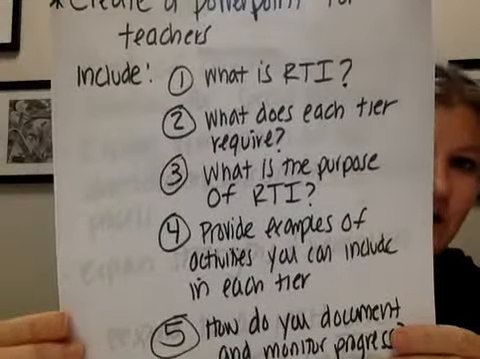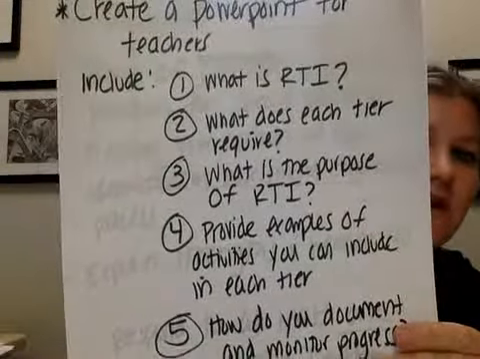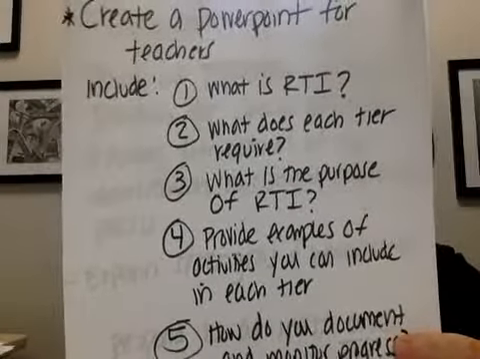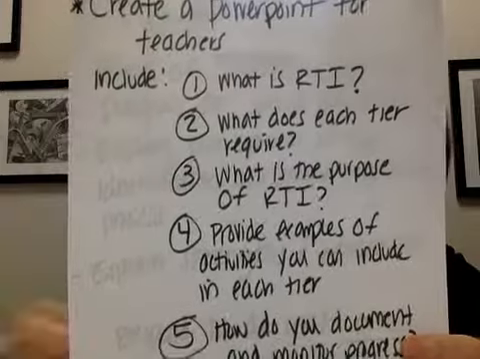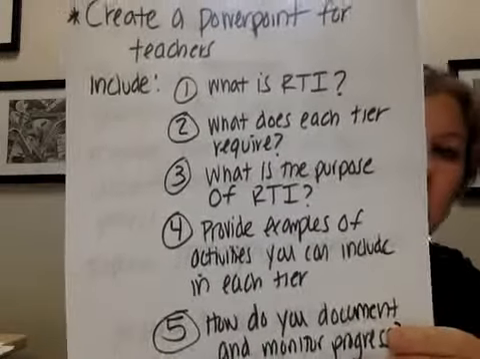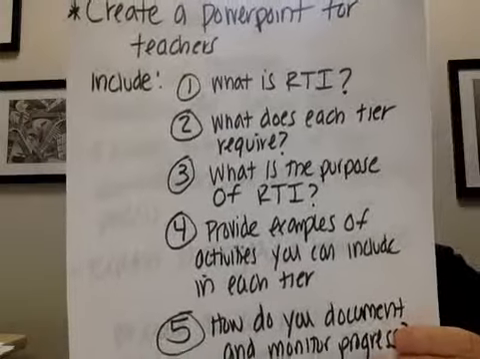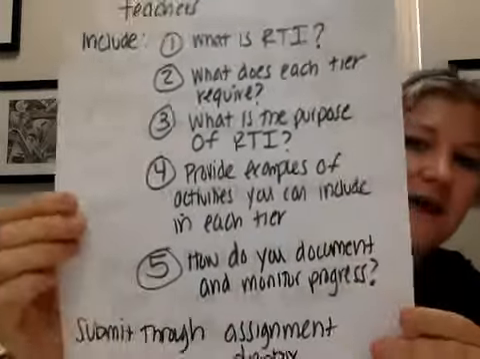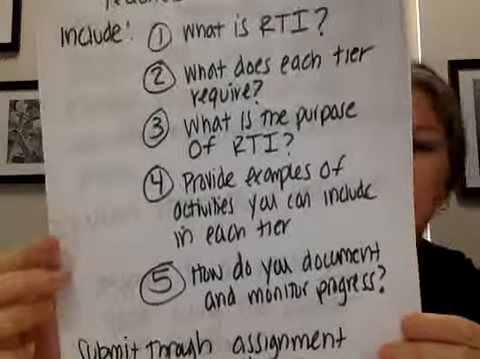Next, you're going to provide examples of activities that you can include in each tier. There are 3 tiers, and you will explain, in Tier 1, I could do these activities and what the purpose of it would be. Make sure that you are drawing connections between what the tier is supposed to do and the activities.